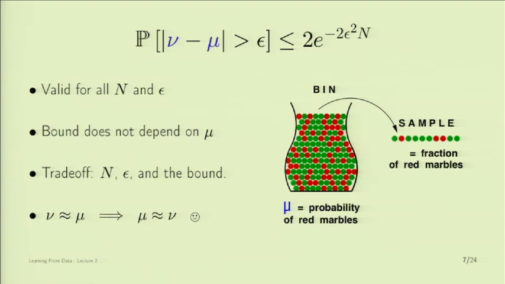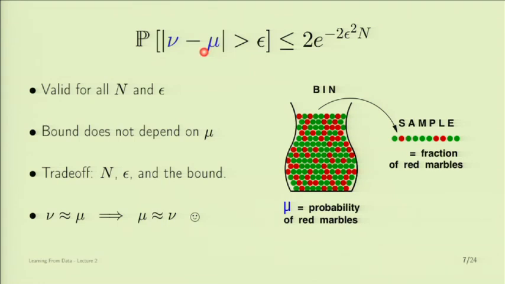When you run the experiment, you don't know what mu is. Mu is an unknown. It's a constant. The only random fellow in this entire operation is nu. That is what the probability is with respect to. You generate different samples, and you compute the probability. This is the probabilistic thing. This is a happy constant sitting there, albeit unknown.